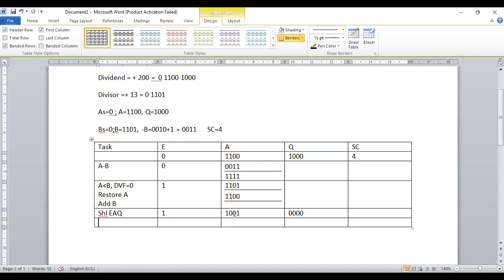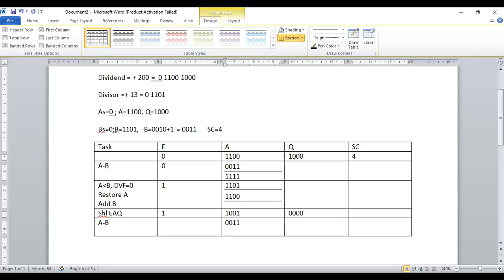After shift left, you have to perform A minus B again. In the restoring algorithm, the only operation we perform is subtraction of B. After shifting left, we perform subtraction, so we will add minus B. Minus B is 0011. So I'll be getting 111010. Here I'll be getting 1, and here I'll be getting 1. And what about E? E is 0.